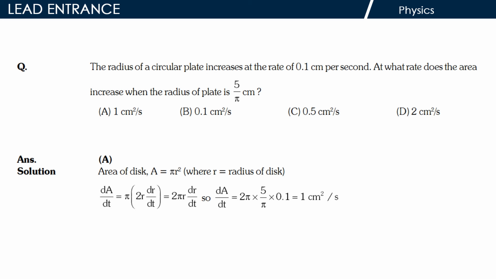Solution. Area of disk A is equal to pi r square, where r is equal to the radius of the disk. dA divided by dt is equal to pi into 2r into dr divided by dt, which is equal to 2 pi r into dr by dt. So dA by dt is equal to 2 pi into 5 by pi into 0.1, which is equal to 1 centimeter square per second.